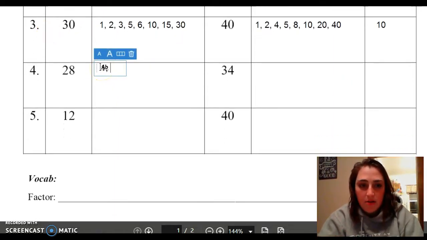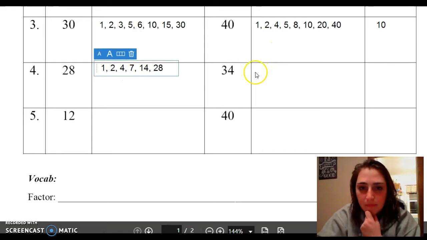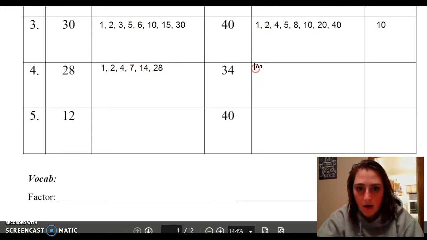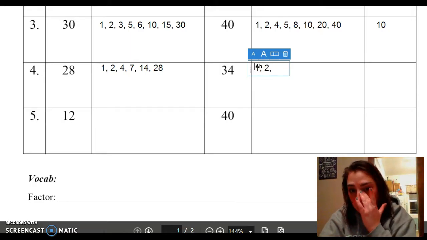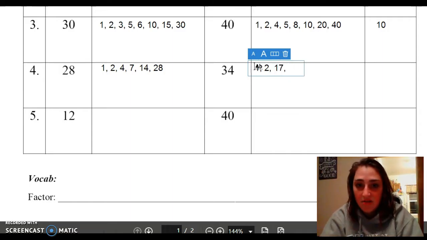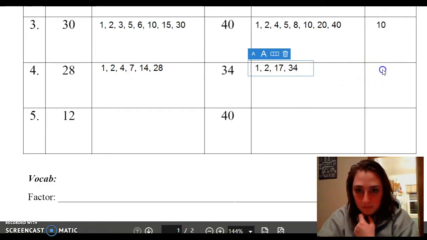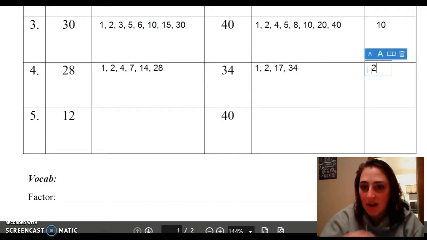So here we go. We got 1, 2, 4, 7, 14, and 28. Okay? Then 1, 2, 3 doesn't work. 4 doesn't work. 5 doesn't work. 6, is that it? 2, and then all the way up to 17, yeah. That's a weird one. So here, the greatest number they both have in common is the 2. So again, the common factor here is 2.